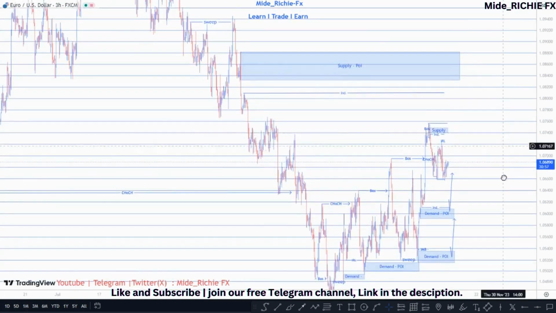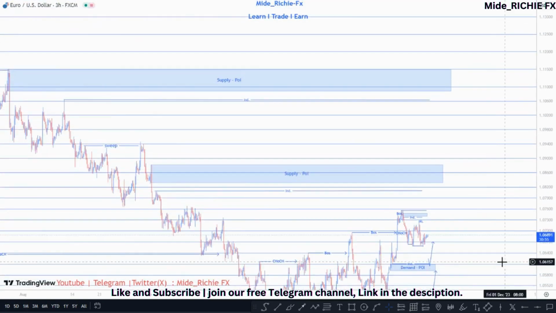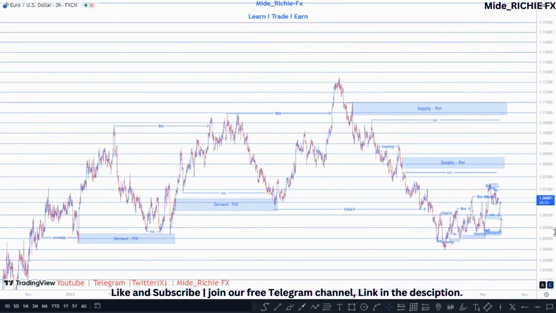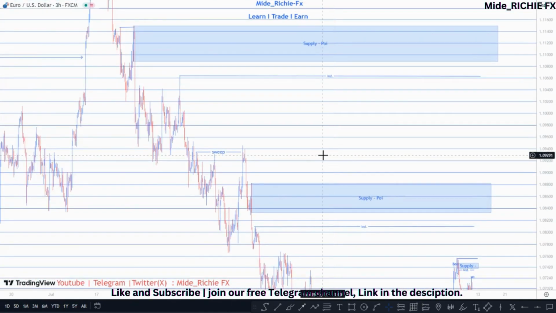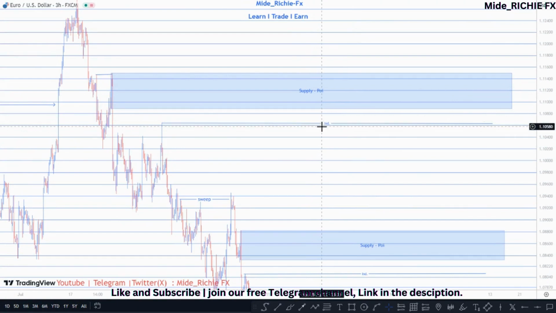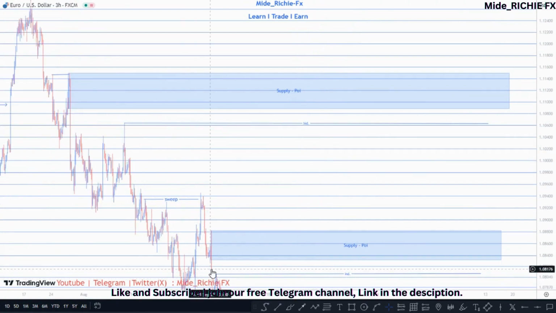So now we just need to wait for a mitigation to the supply that sponsored the change of character, then we go short. Basically, I have two points of interest that sweep liquidity. I have this one right here with inducement, and this one too with a very nice inducement. Both of these points of interest are in imbalance.